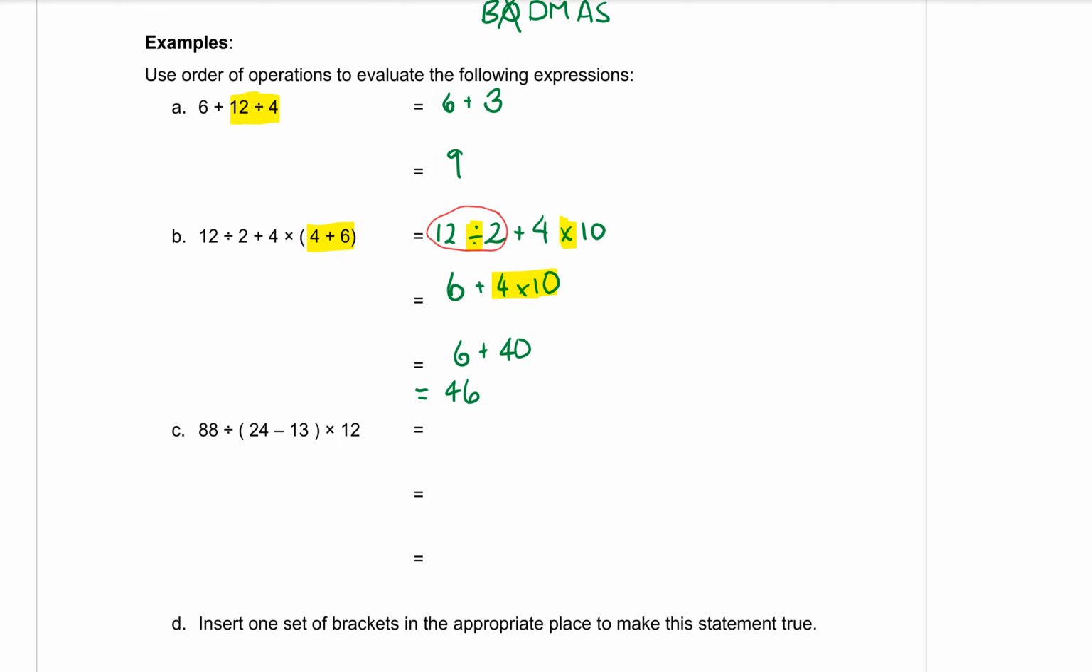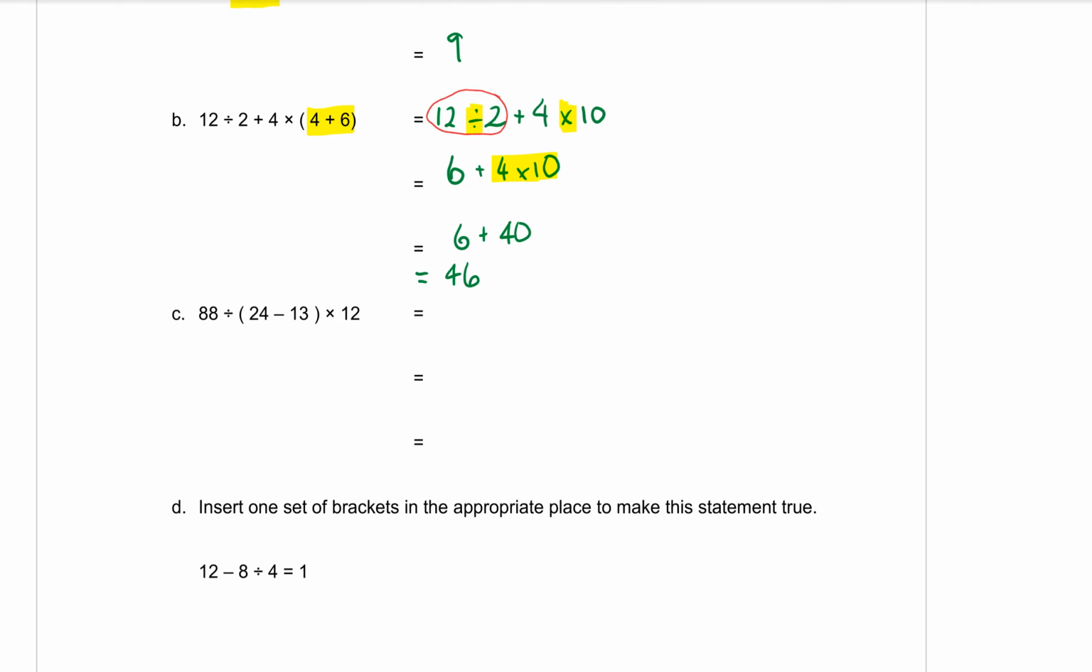And part C. All right, starting again from the beginning, we start with brackets. So I have brackets here. I want to do those first. Everything else I write down the same. So I have 88 divided by, let's work this out, 24 take away 13, that's going to be 11. And continuing on, we have a times by 12.